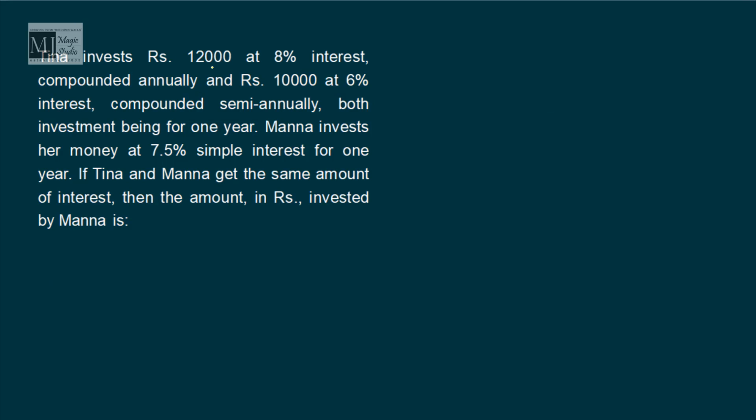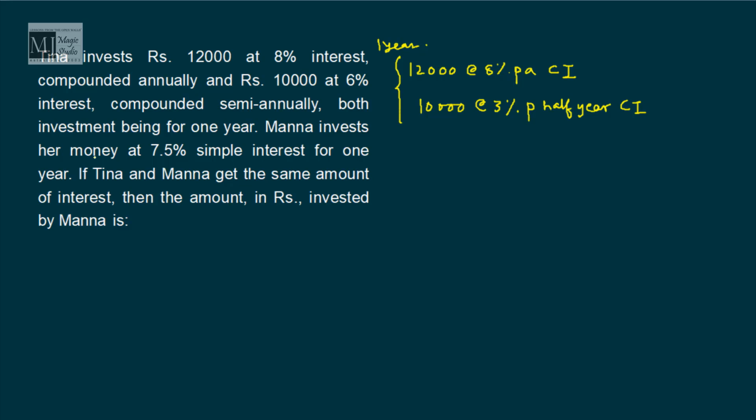Tina invests rupees 12,000 at 8% interest compounded annually, and rupees 10,000 at 6% interest compounded semi-annually. So let me make it 3% per half year, compound interest. Both the investments are for 1 year. Time is 1 year.